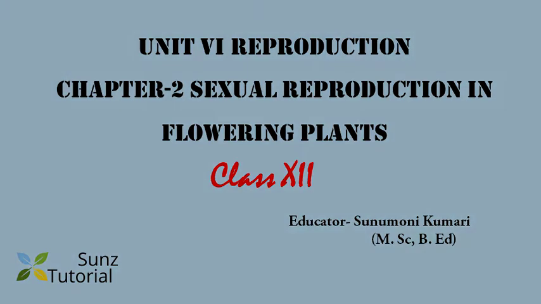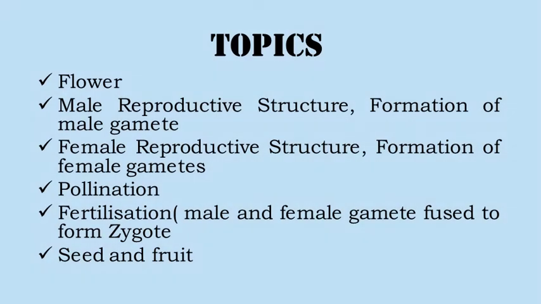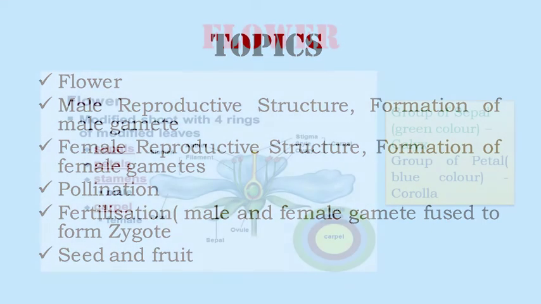Alright, then let's start. The topics which we should cover here are the flower, male reproductive structure, formation of male gamete, female reproductive structures, formation of female gametes, pollination, fertilization, male and female gametes fused to form zygote, and about seeds and fruit.